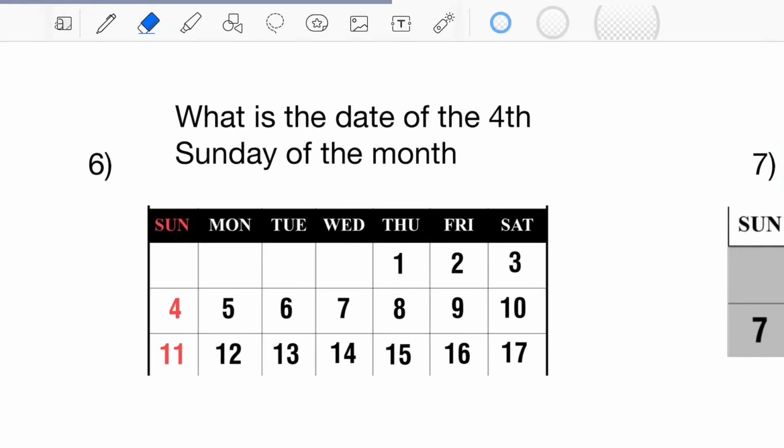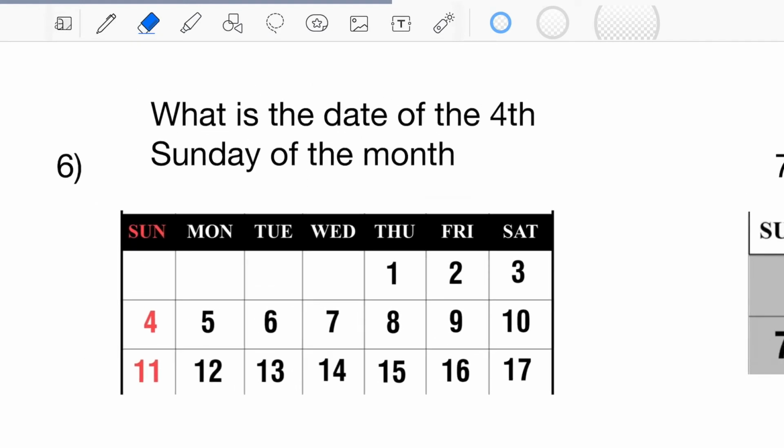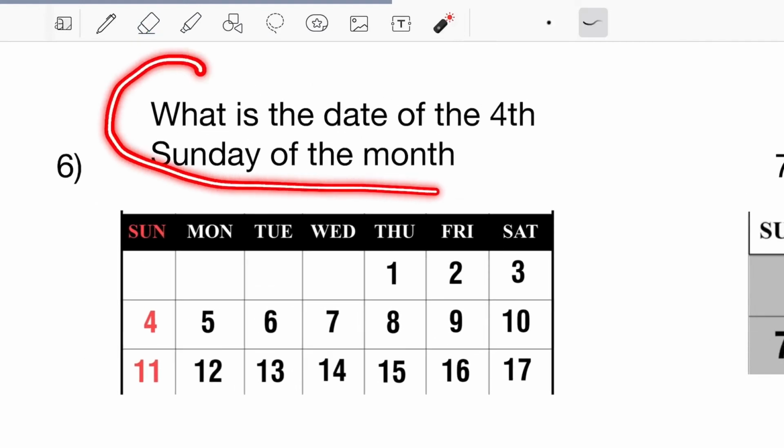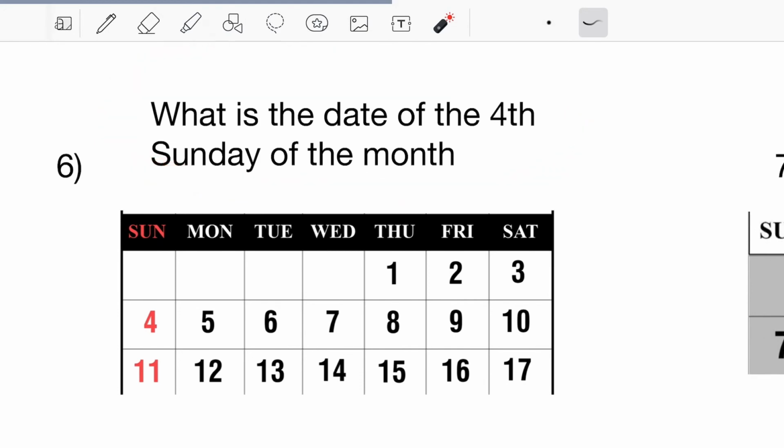Let's take a look at 2 calendar questions. What is the date of the 4th Sunday of the month? So they didn't tell us which month, which is okay. So we can see that the first Sunday is on the 4th, and since there are 7 days in a week, 4 plus 7 will bring us to the next Sunday, which is 11. So all we need to do is add 7 to 11, which will give us 18. So the third Sunday is on the 18th, and then 18 plus 7 is 25. So the 4th Sunday is the 25th.